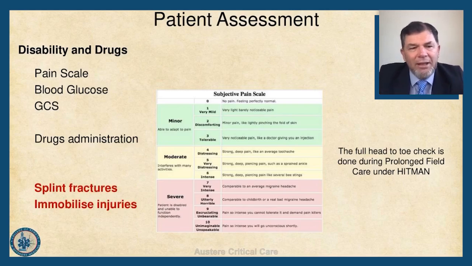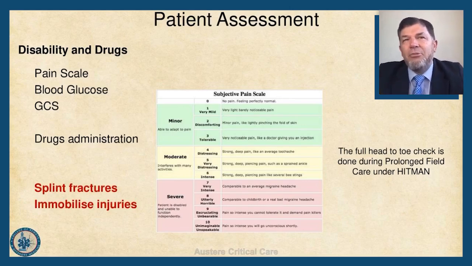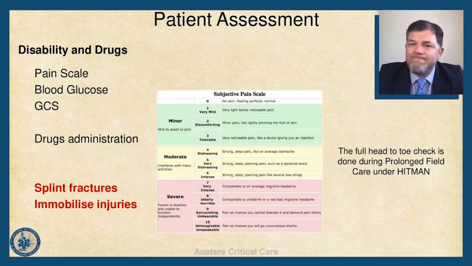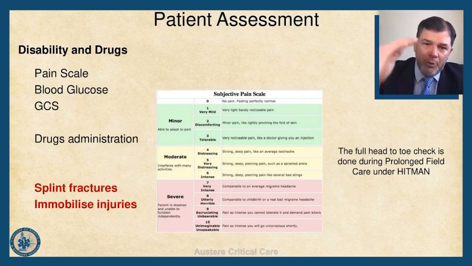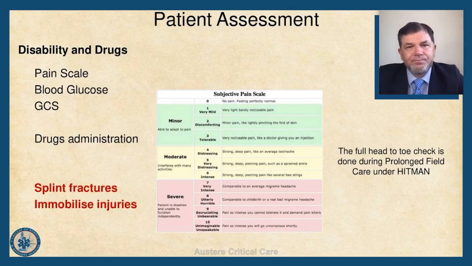D disability is pain scale. We're going to look at blood glucose. If you don't have it by this point, you should have, but if you forgot it, you're going to do it. We'll do a GCS or A&O times 4, and we'll splint and immobilize fractures. In a city-based paramedic system, we're doing a head-to-toe at this point. We don't do a head-to-toe until we go through the full prolonged field care. And then once we get into the chart, we do a full head-to-toe there.